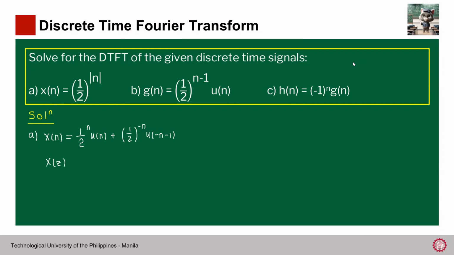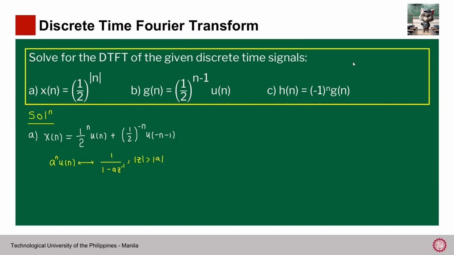This is a simple exercise of using the Z transform. For the first one, we have 1/2 raised to n u of n. What we will use here is the Z transform pair: a raised to n u of n. Its Z transform pair is Z over Z minus a, or 1 over 1 minus a Z raised to negative 1, with the ROC that mod of Z is greater than mod of a. In this case, a is 1/2.